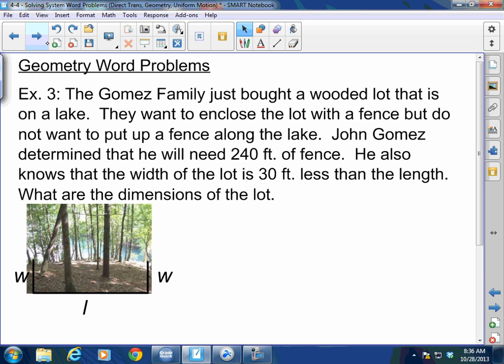Let's do some geometry word problems. The Gomez family just bought a wooded lot that is on a lake. They want to enclose the lot with a fence, but do not want to put up a fence along the lake. John Gomez determined that he will need 240 feet of fence. He also knows that the width of the lot is 30 feet less than the length. What are the dimensions of the lot? Okay.